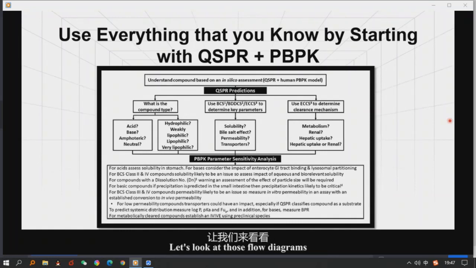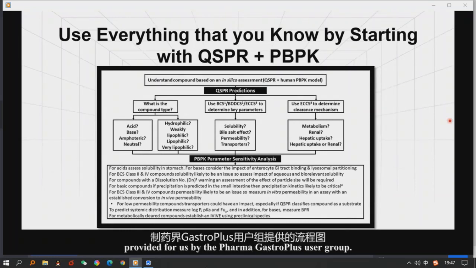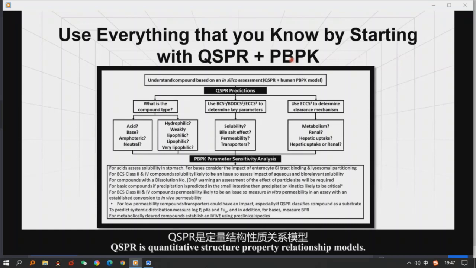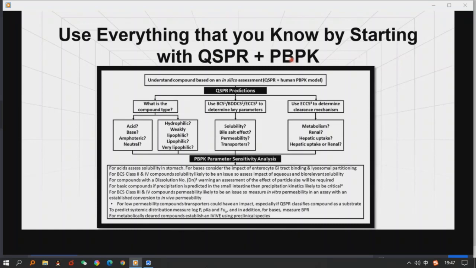Let's look at those flow diagrams provided for us by the Pharma GastroPlus user group. The first flow diagram encourages you to combine QSPR with PBPK. QSPR is quantitative structure property relationship models. And if you combine that with PBPK, you can get a good understanding of the compound, and probably more importantly, you can identify those experiments which are likely to be critical to ensuring that you build a quality PBPK model.